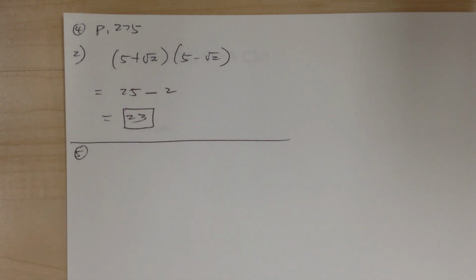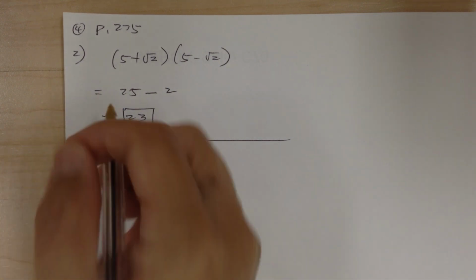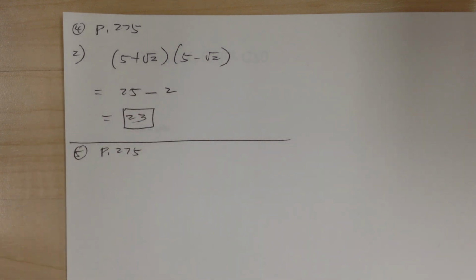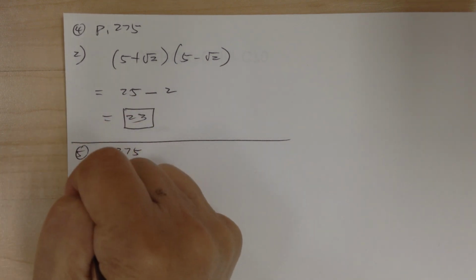Okay, number 5 on the list is page 276, and let's go ahead and do number 20.